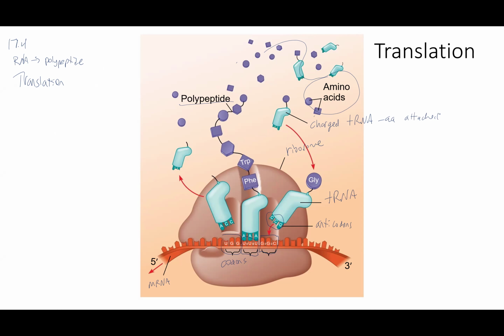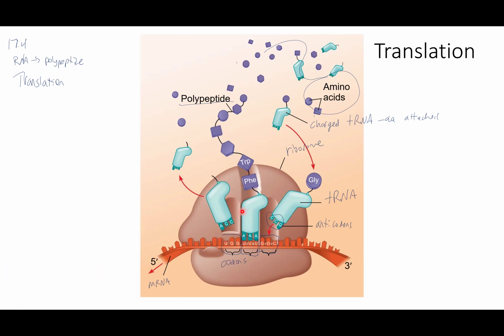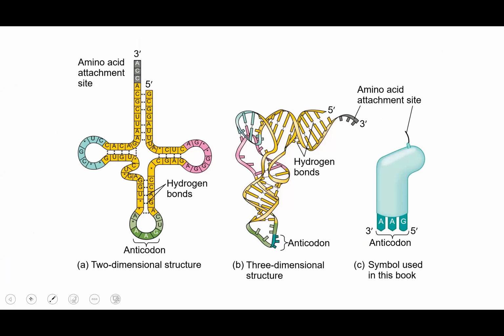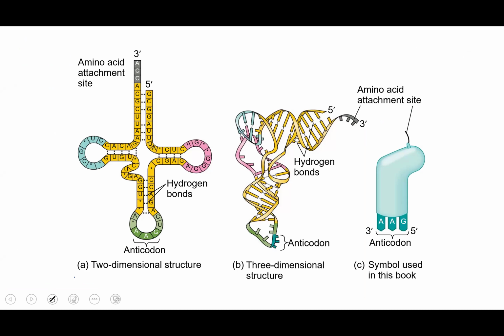And you can see there's three different sites, three different places that tRNAs are interacting with the ribosome. So we're going to talk about this process and how we get from this mRNA to this polypeptide using these different molecules. But before we do that, we're going to talk about a little bit of detail about what a tRNA actually looks like.